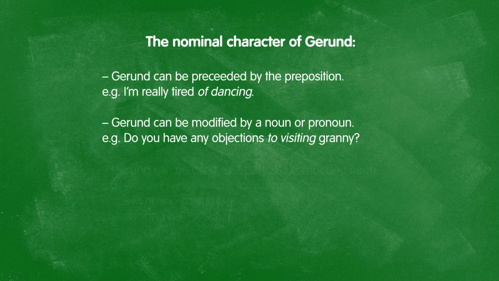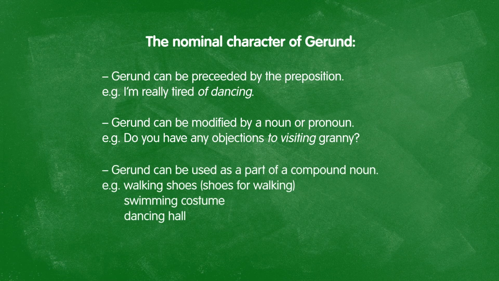Also, they can be used as part of a compound noun, where the person or the thing denoted by the gerund does not normally perform the function. Put more simply, it describes the purpose of this object. For example, walking shoes, shoes that I can walk in, or a swimming costume, or a dancing hall.